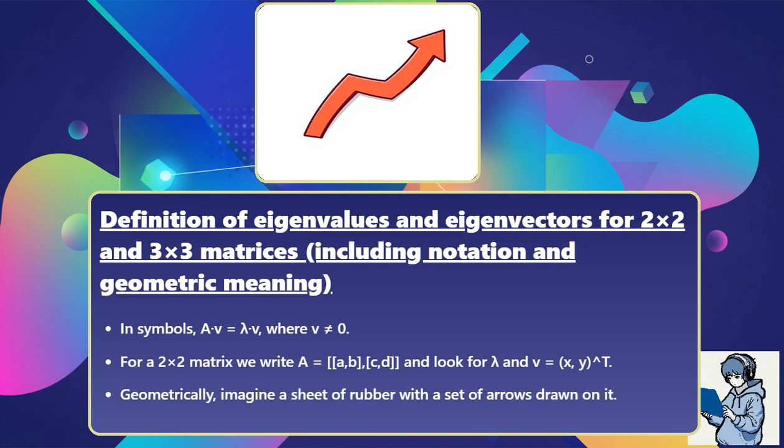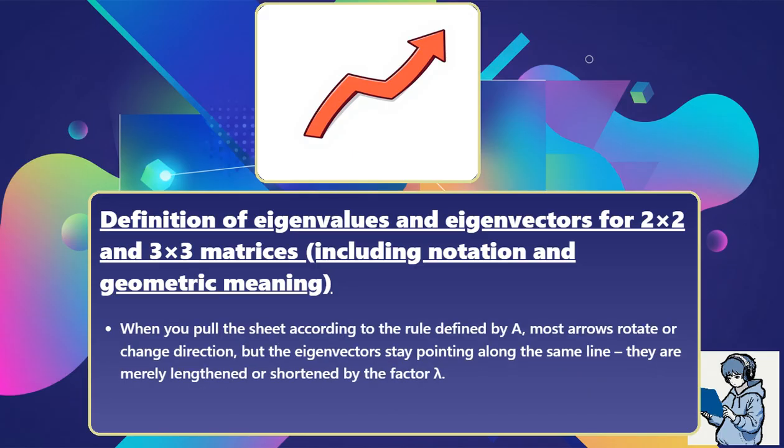Geometrically, imagine a sheet of rubber with a set of arrows drawn on it. When you pull the sheet according to the rule defined by A, most arrows rotate or change direction, but the eigenvectors stay pointing along the same line. They are merely lengthened or shortened by the factor lambda.